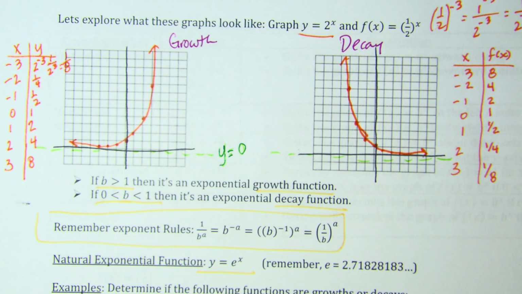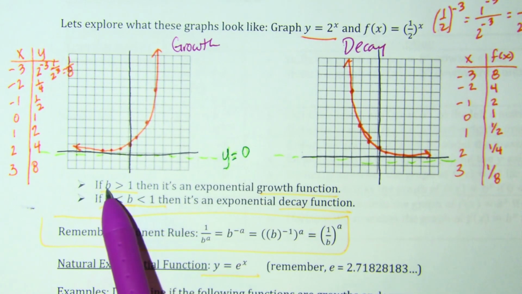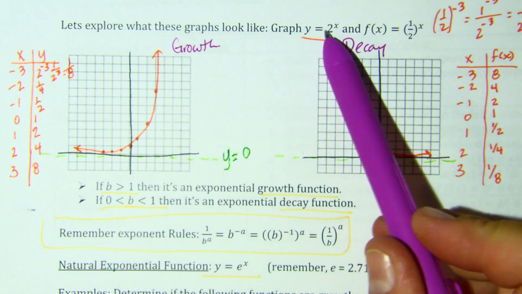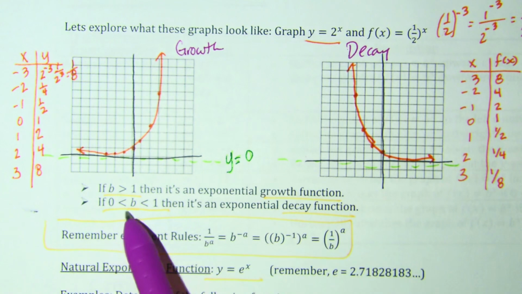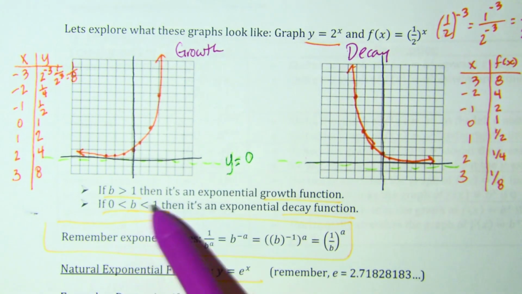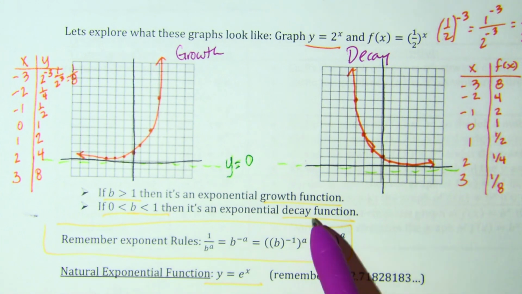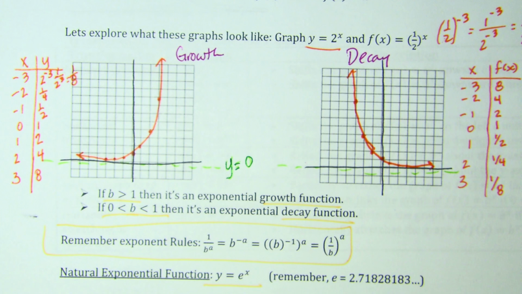And then right here we have some summary of what I was just explaining, where if the base of my function is bigger than 1, so 2 is bigger than 1, then that means it's a growth function. And if my base is between 0 and 1, so like a fraction between 0 and 1, or a decimal between 0 and 1, then that would be a decay function.